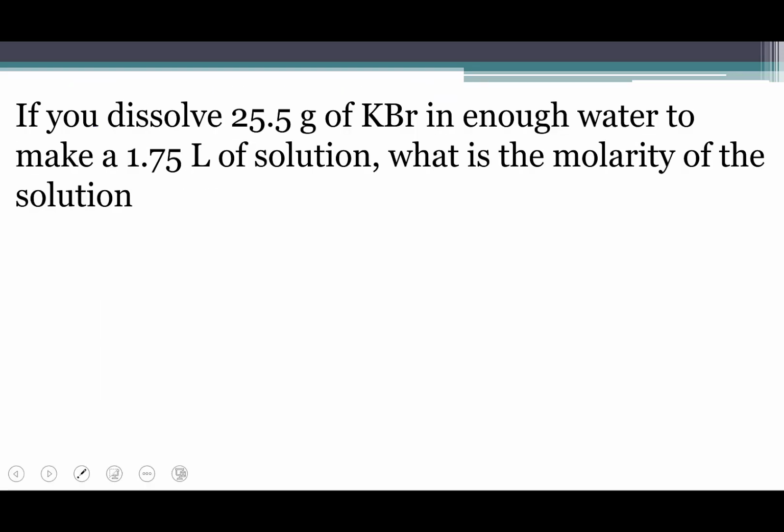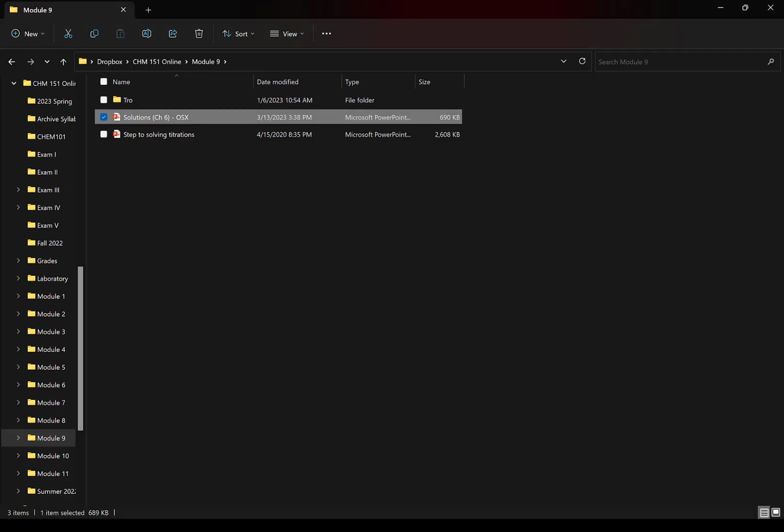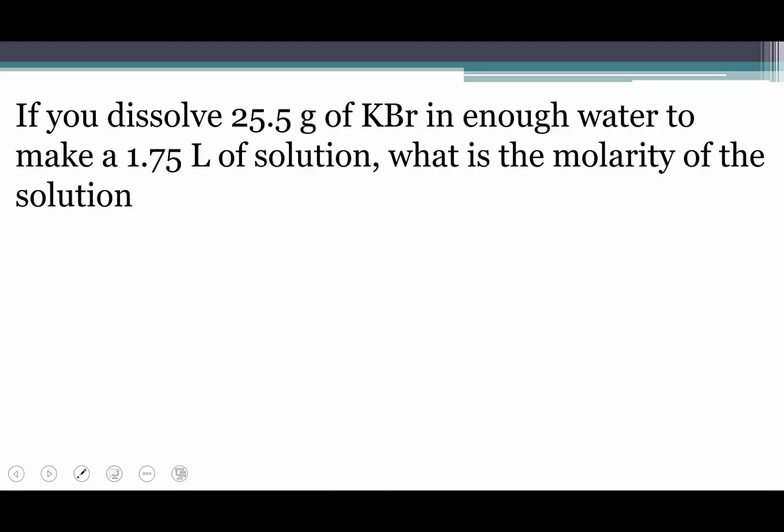Okay. So let's look at an example and work through a molarity problem. If you dissolve 25.5 grams of potassium bromide in enough water to make a 1.75 liter solution, what is the molarity of that solution?